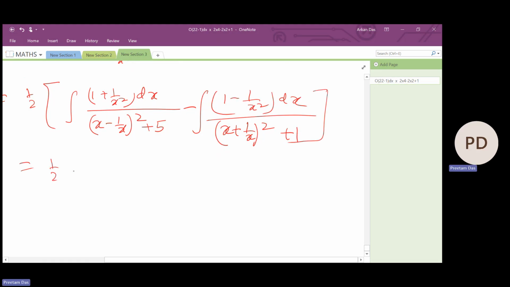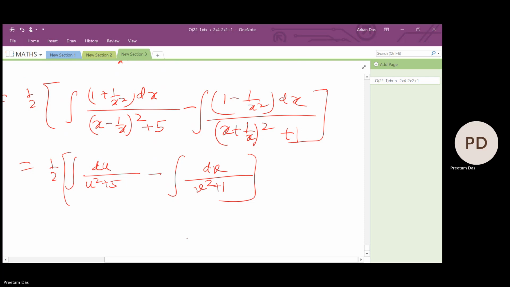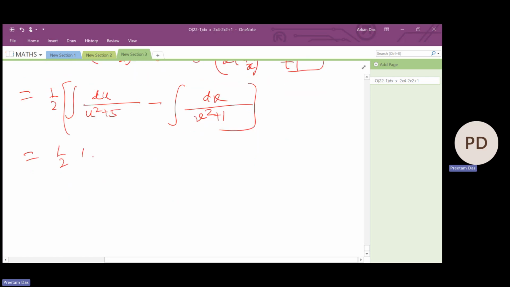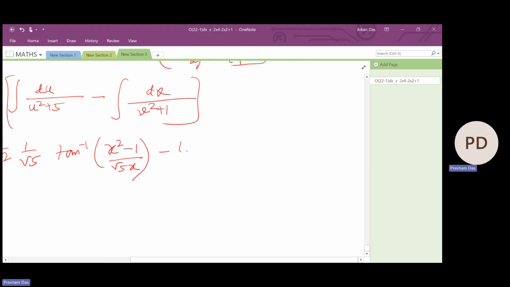So now for the first part, what do you have to do? You have to consider x minus 1 by x as a variable. Let us say u. So you will get the numerator as du over u square plus 5. Next one, let us consider another variable v. So v square plus 1, dv. So finally this comes to 1 by root 5 after simplification. What is the integration of that? Tan inverse of x by a. a is root 5. So tan inverse of u by root 5 after simplification. Okay. So minus half tan inverse of (x square plus 1 over x) plus c.